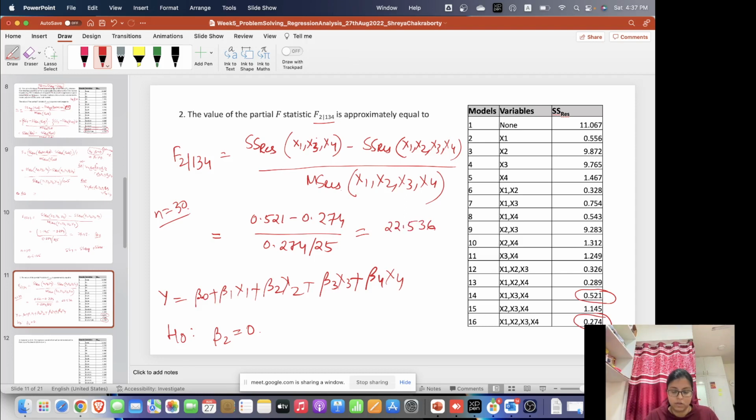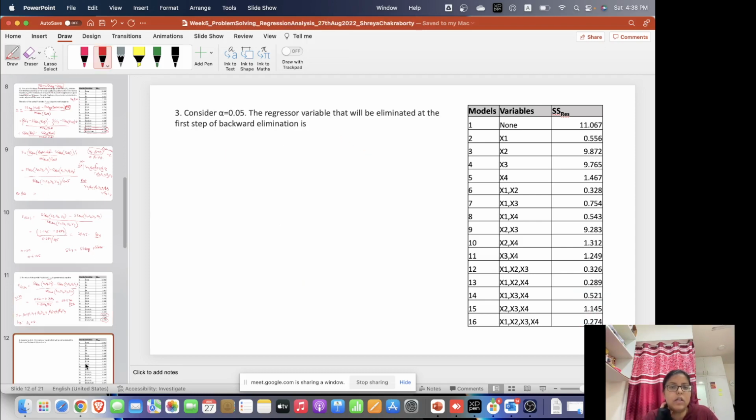I'll just check once more. 0.521 minus 0.274 divided by 0.274 divided by 25. Yes, 22.53. This is the answer. Okay, so we'll proceed further.